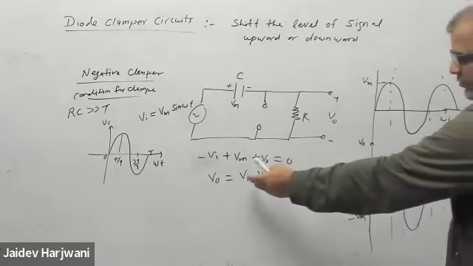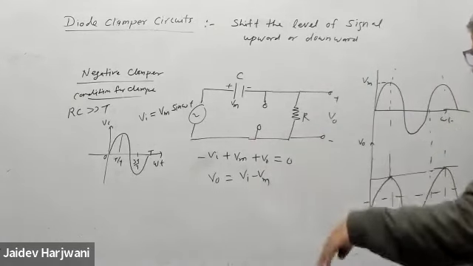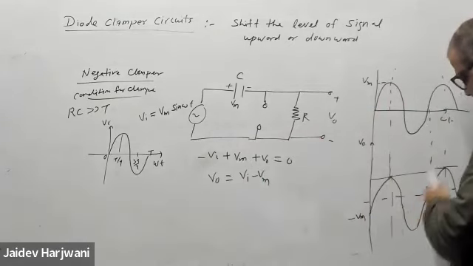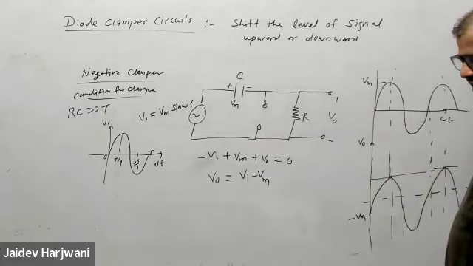Now you just keep on putting the Vi value. You put the positive cycle, negative cycle, whatever you want, or you just put the Vi values here. This will come out like this. Clear?